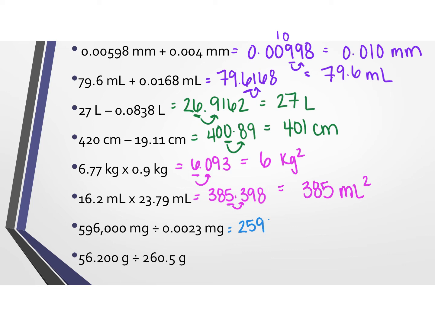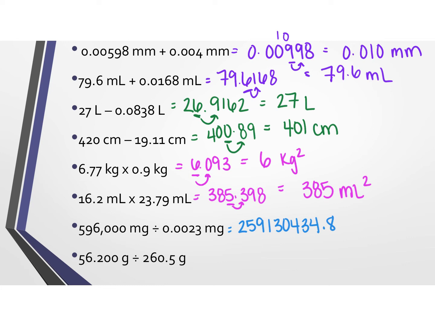2591, 259130. 434. Hold on. 2591. 304. 34. 0.8. Okay, are we counting sig figs or decimals?